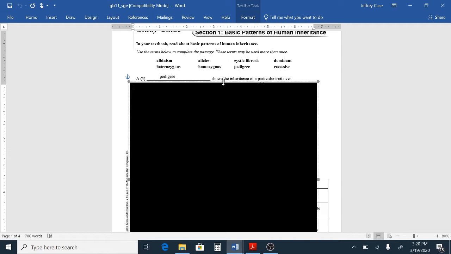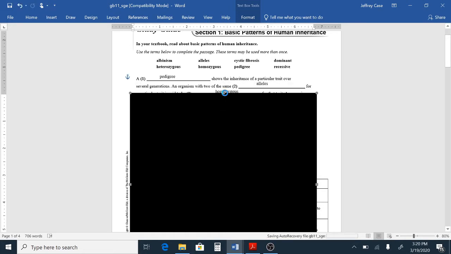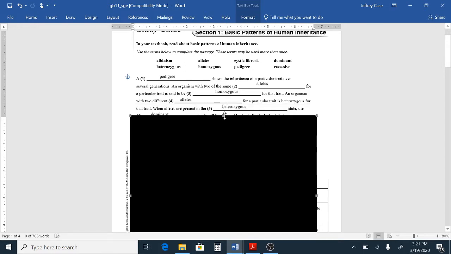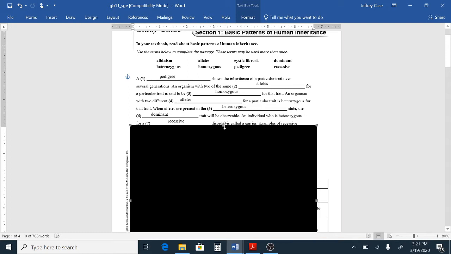A pedigree shows the inheritance of a particular trait over several generations. An organism with two of the same alleles for a particular trait is said to be homozygous for that trait. Now that can be homozygous dominant or homozygous recessive. An organism with two different alleles for a particular trait is heterozygous for that trait. When alleles are present in the heterozygous state, the dominant trait will be observable. The phenotype will be the dominant phenotype.